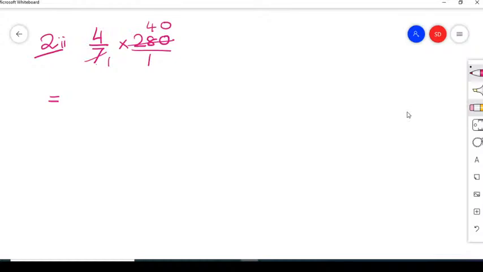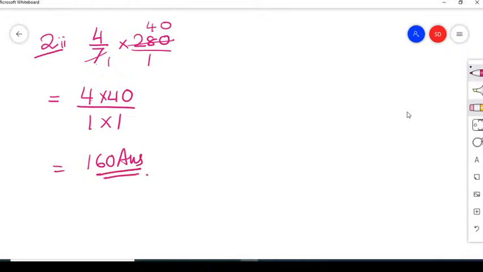So in the numerator we have 4 into 40, and in the denominator, both the denominators are now 1. So this can be written simply as 160. 4 fours are 16 and a 0. Nothing is there in the denominator, which means the denominator is 1.